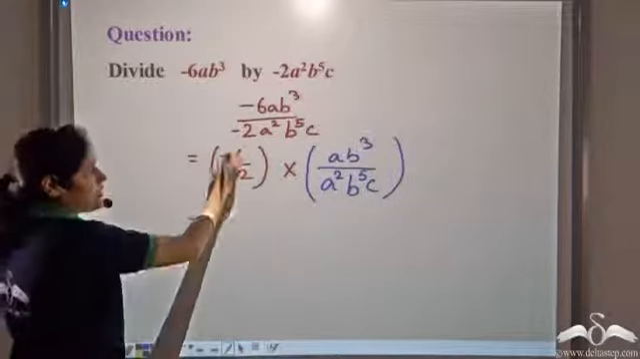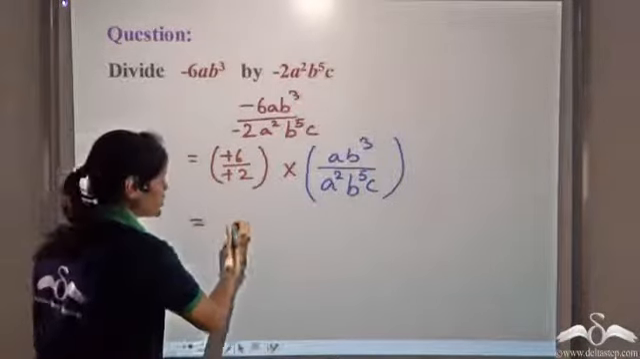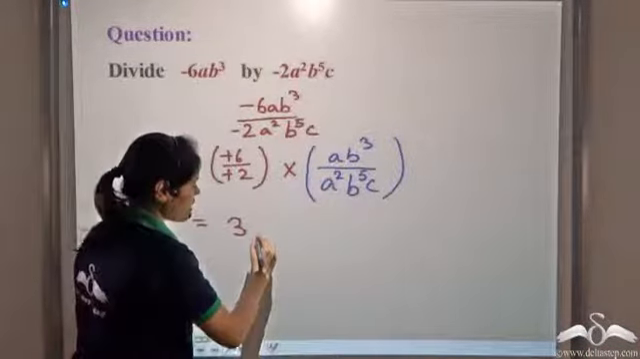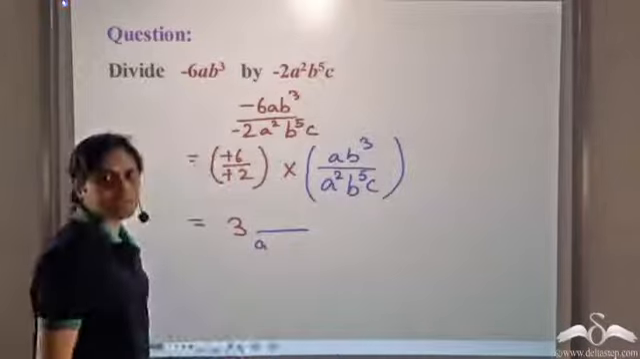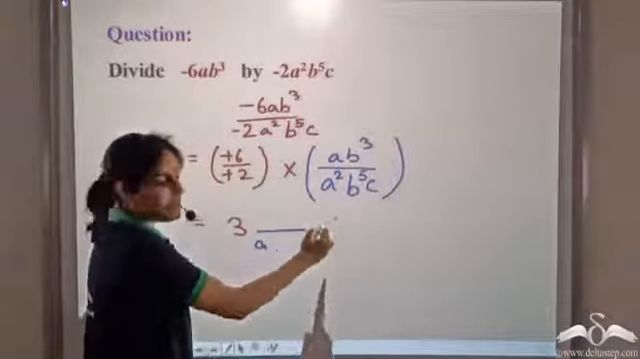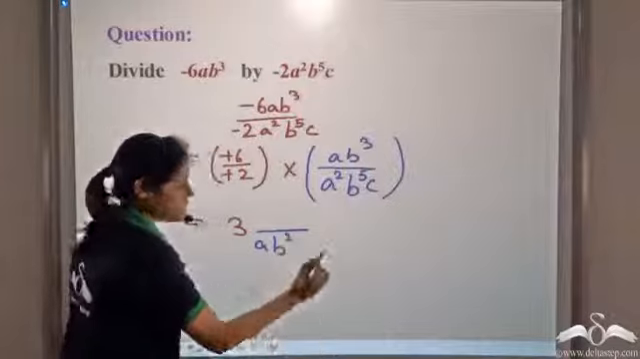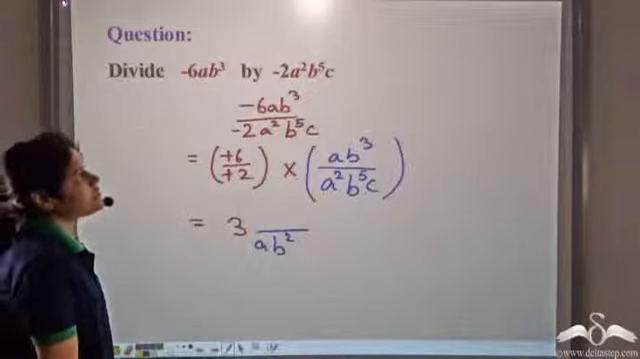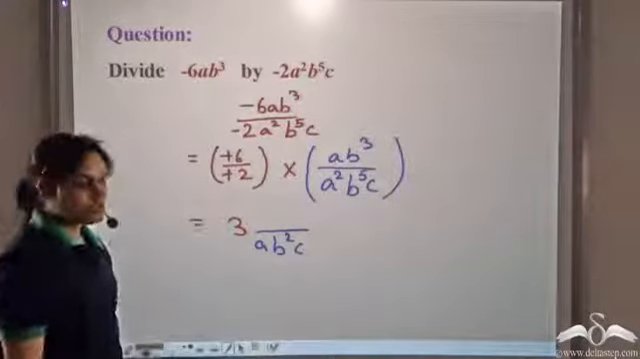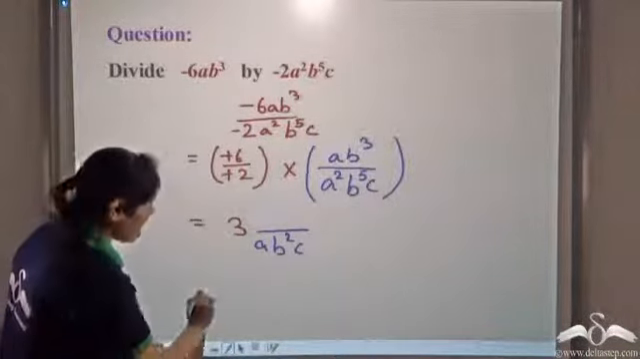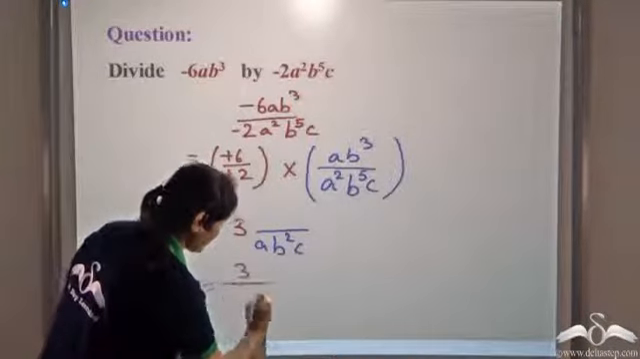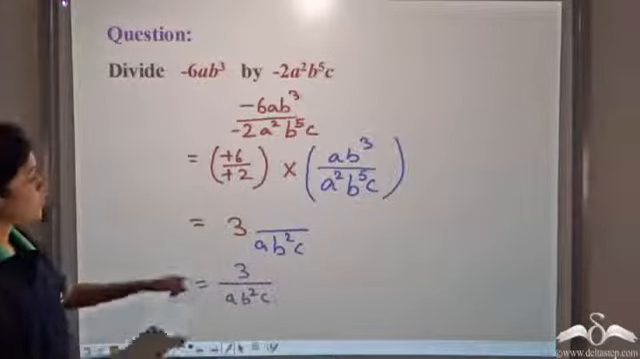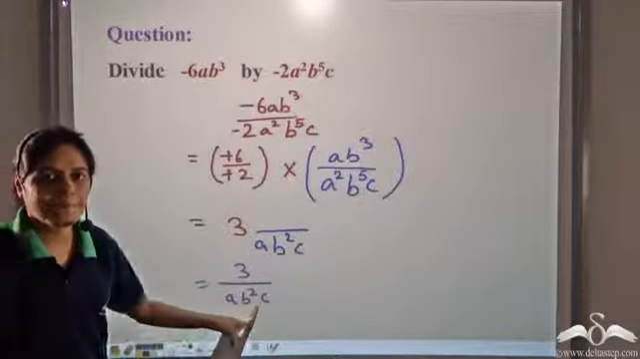So negative negative cancel, 6 by 2 is 3, and a divided by a square gives a in the denominator, b cube divided by b to the power 5 gives b square in the denominator, and we have c in the denominator. So we get the answer as 3 by a b square c. So 3 divided by a b square c.